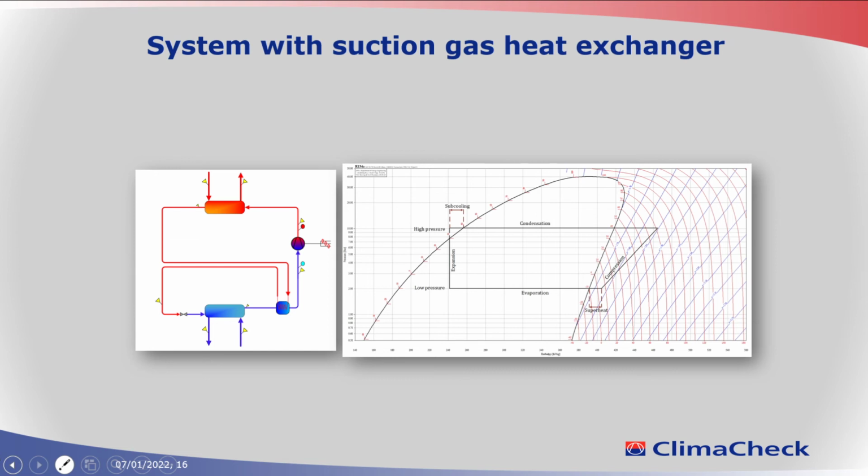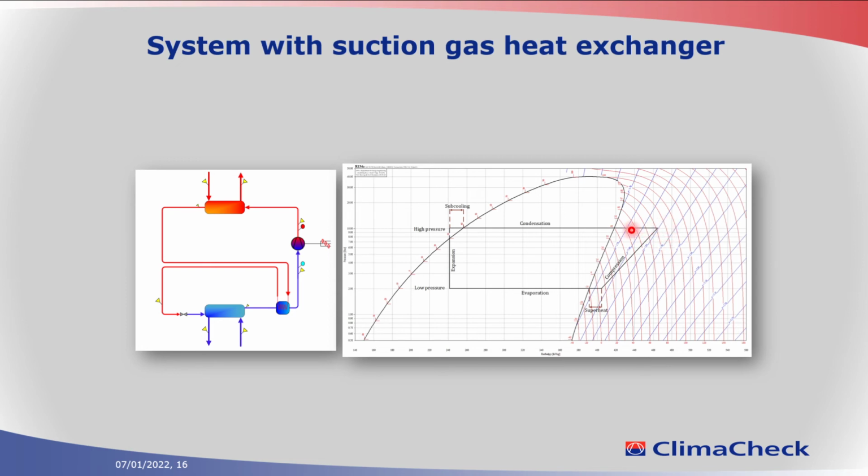Suction gas heat exchangers are quite common as well. This heat exchanger, this is an internal heat exchanger. At this point, it will have added some superheat, and at this point here, it will have added some subcool. So if we look in the H-log-P diagram, this part here would be on the suction line. So from here to here, we are adding some superheat.